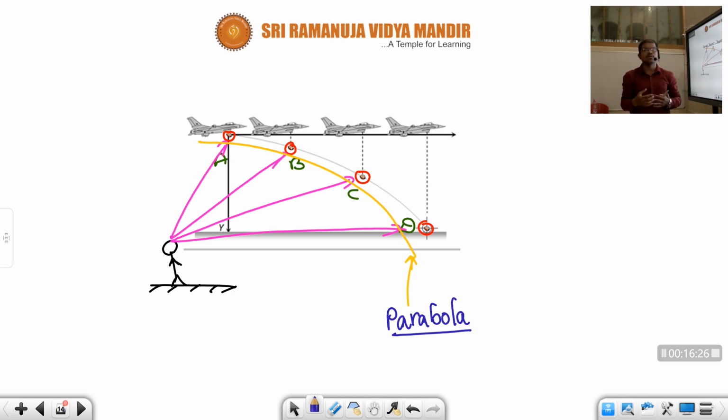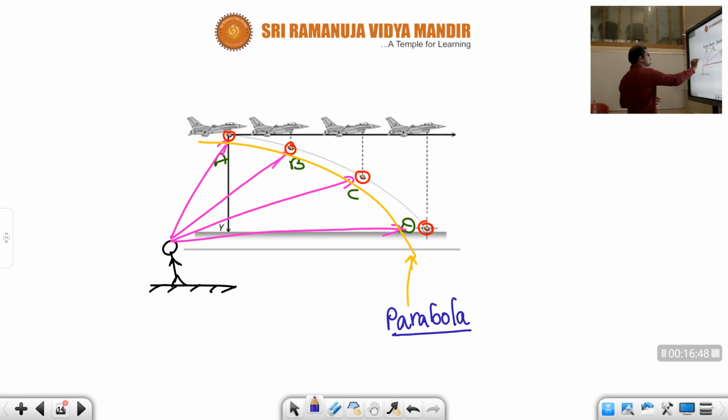Where you can find this is when you are playing a game with a ball. If you throw a ball, how will it go, children? Whenever you are throwing a ball, it will go in this shape. You can trace that shape. That shape is called a parabolic shape. That is called parabola, children.